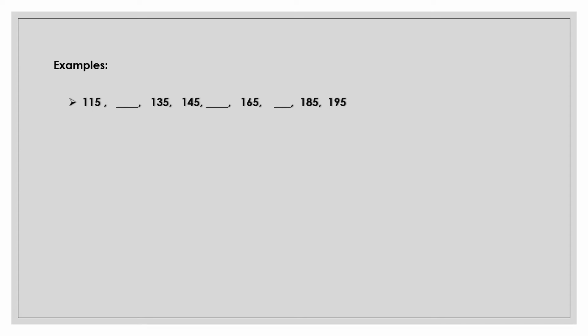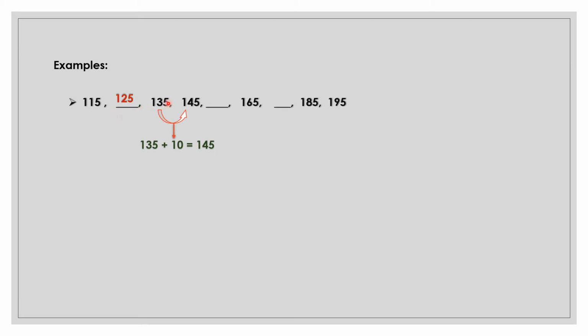So 115, then a blank, then we got two consecutive numbers which are 135 and 145. Compare 135 and 145. What is the difference between 135 and 145? So here when you add 10 to 135, you will get 145, isn't it? Let us apply this here. 115 plus 10, you will get 125, right? So when you add 125 with 10, again you will get 135.